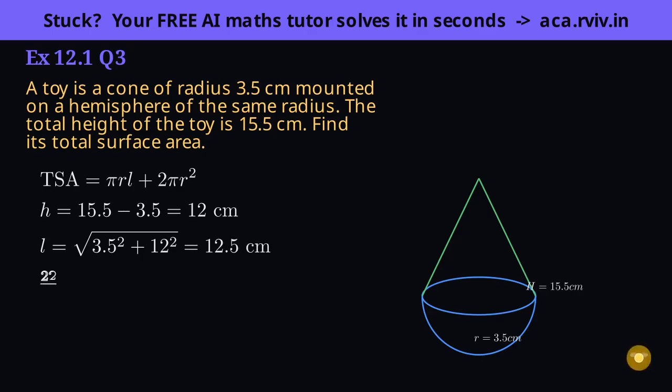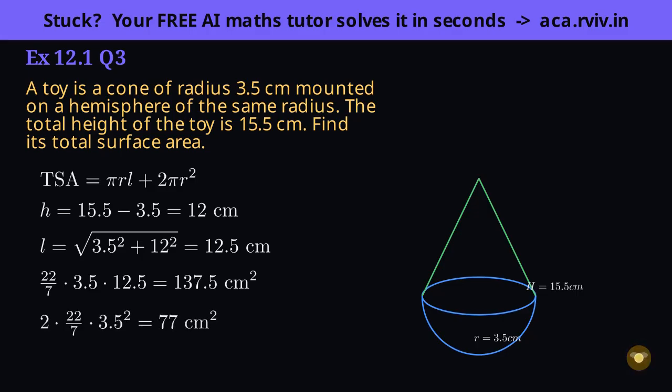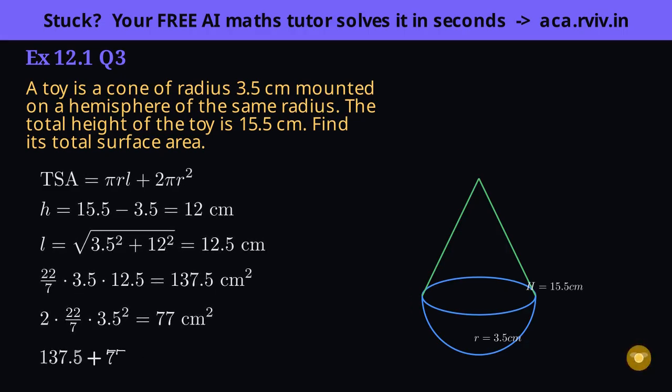Cone curved surface is pi r l, radius 3.5 times slant 12.5, times pi as 22 over 7, 137.5. Hemisphere curved surface is 2 pi r squared, half of 4 pi r squared, that comes to 77. Add the cone's slope and the hemisphere's dome for the total exposed surface, 214.5 square centimeters.